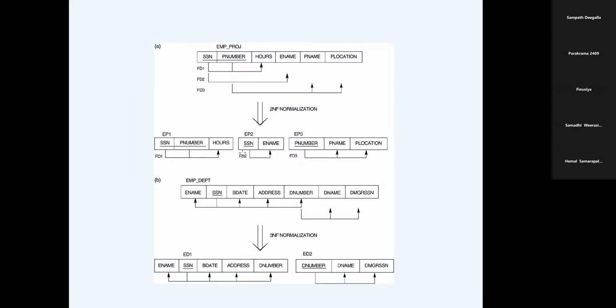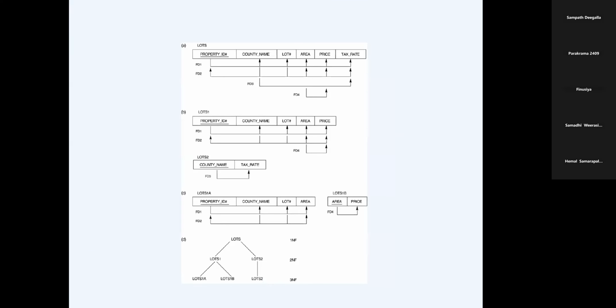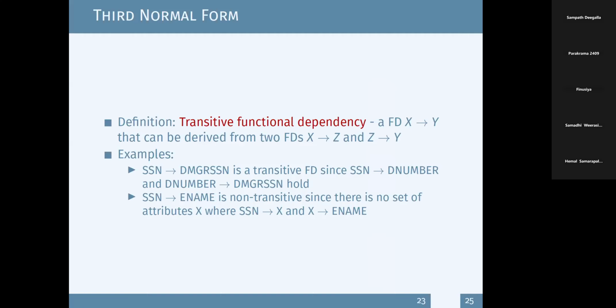Let's look at the next one. Are we clear about the first two normal forms? Yes, okay. So let's move on to the last one we are going to discuss. Third normal form talks about the transitive functional dependency.